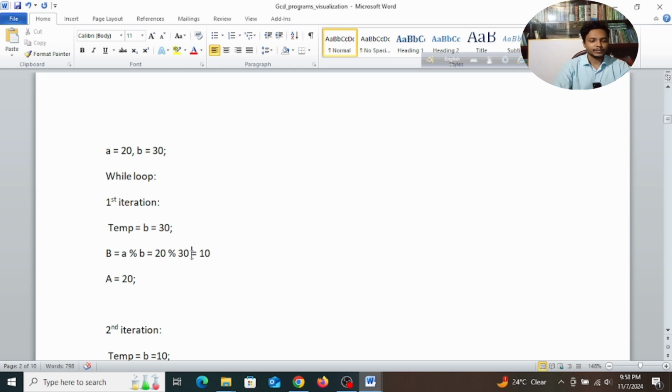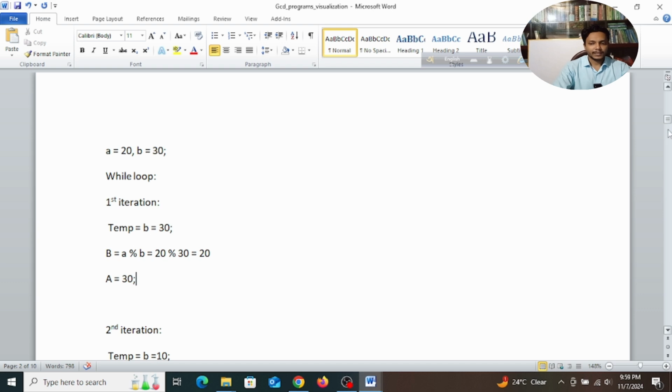So what's going to be the output? You can't divide 20 by 30, so what will the remainder be? The whole 20 will be the remainder, because 30 will not go into 20. So now a is going to be 30, because a is going to hold temp. So temp, which is a, will be 30.